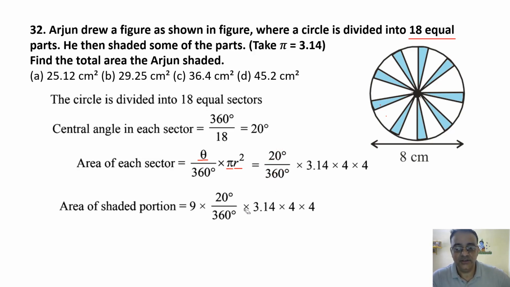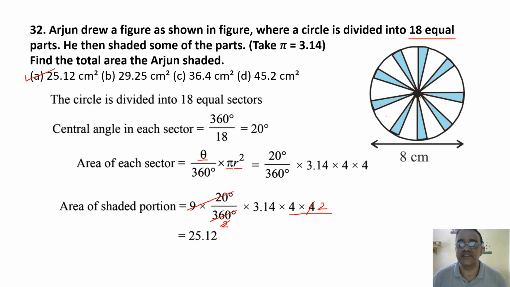So 9 into area of 1 sector. Is this clear? Yes, sir. Right. तो ये 180 टुगेदर में कैंसिल कर रहा हूँ 2 से. So 2 we will cancel here. So 3.14 into 8. So that will be 25.12. And this is the correct answer, and correct option is option A.